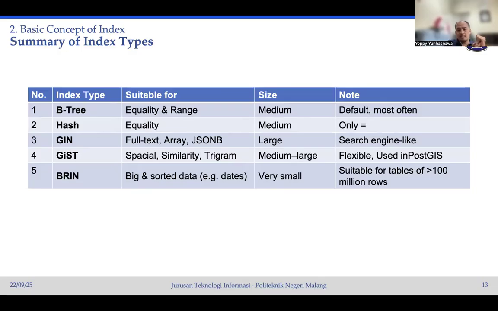Then we have GiST. It is suitable for spatial similarity or trigram sets, and the size is medium to large. It is flexible, usually used in PostGIS. And we have also BRIN, it is for big and sorted data, for example dates or sensor data, something like that. It must also be an append only table, and the size is very small, suitable for tables that have more than 100 million rows.